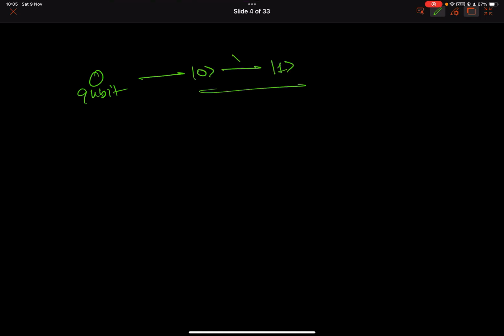I need to perform some operation, right? Now, what is this operation? This operation must be unitary. That's a requirement, an axiom of quantum computing. You cannot perform non-unitary operations on a qubit, on a quantum system. So this is called the unitary evolution axiom.